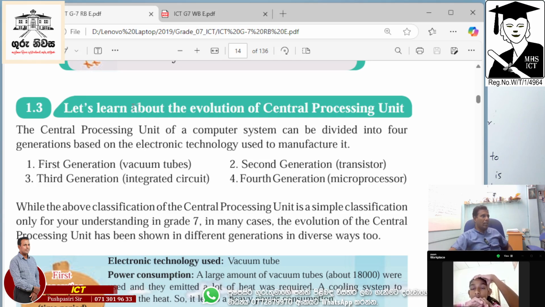Just write down the heading and then we'll write down the four types. Then we will stop today. Let's learn about the... no need for that one. Just write down the evolution of CPU. Just write down the heading. The evolution of CPU. E-V-O-L-U-T-I-O-N.